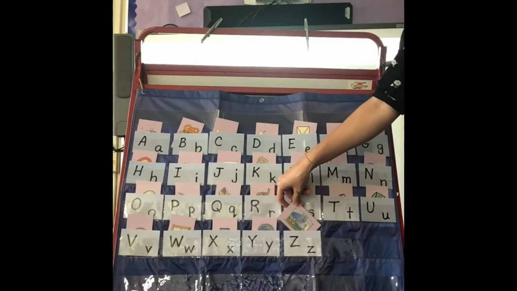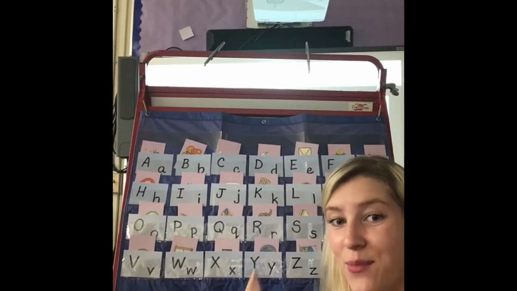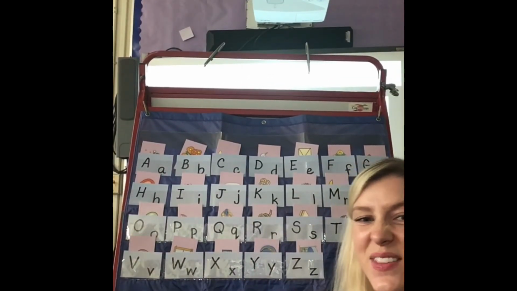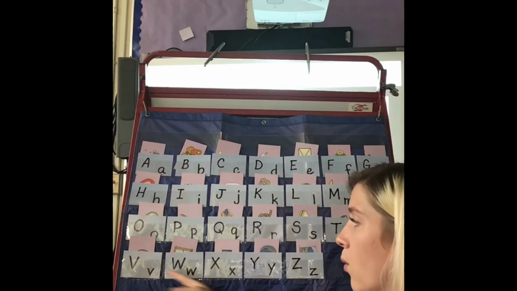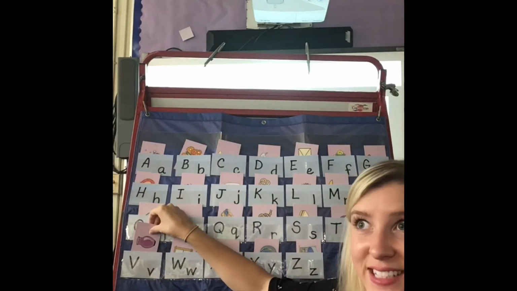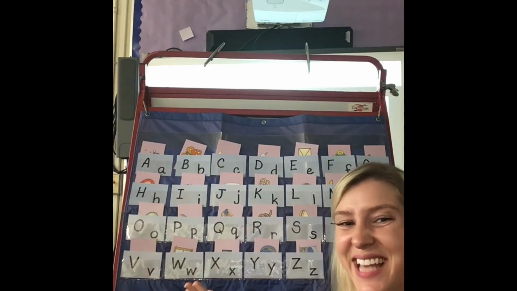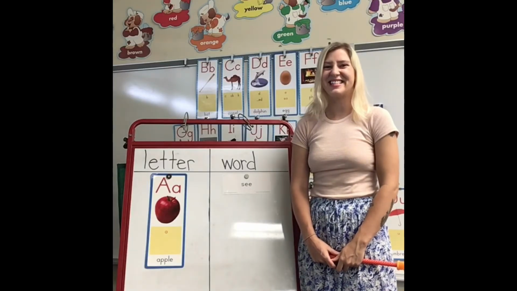Z, zoo, Z. We said the name of the letter, the word that we saw in the picture, and then the first sound that we caught in that word. V, vase, V. That's how we did it, like scientists. I think you know what it's time for.